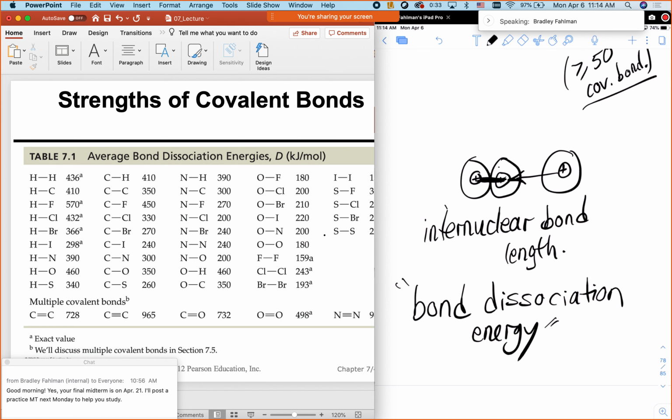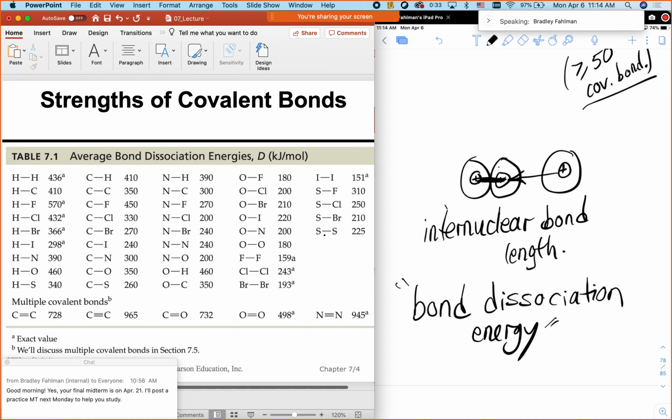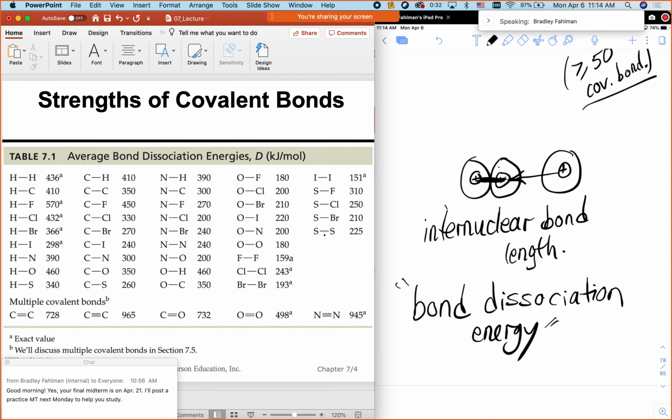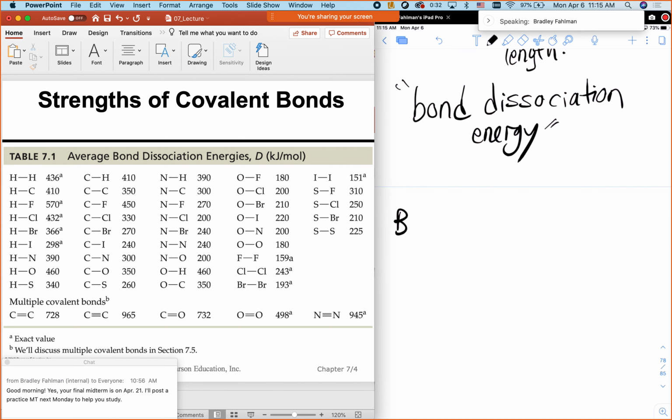Okay, so these are the bond dissociation energies for various types of bonds. You will never have to memorize these; you'll be given these values. Something to point out is that triple bonds typically have more energy than double bonds, and double bonds have more energy than single bonds. As far as these bond dissociation energies, a single bond is typically less than a double bond, and less than a triple bond.